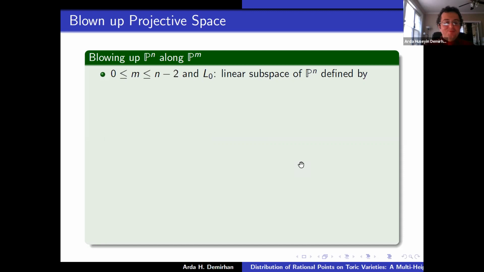Anyway, so here, let's say m is at most n-2, and let's say L0 is a linear subspace of Pn defined by the equations x_{m+1} up to x_n equal to zero, so that means L0 is isomorphic to Pm. Let V be the blow up of Pn along Pm, which is L0.